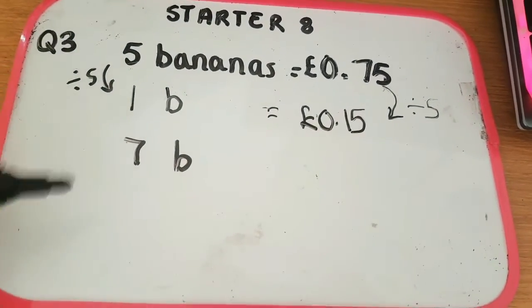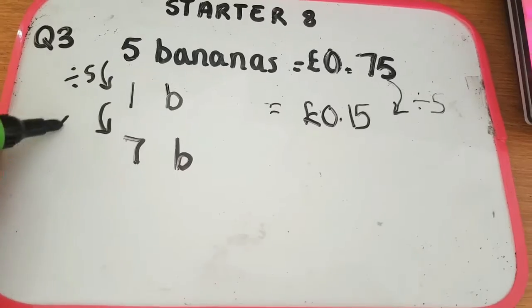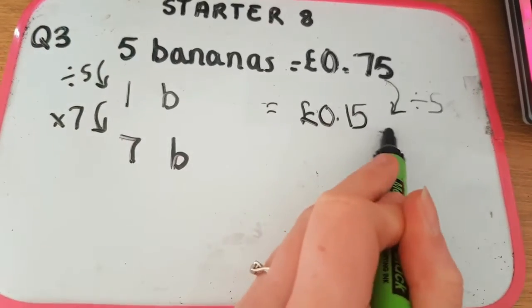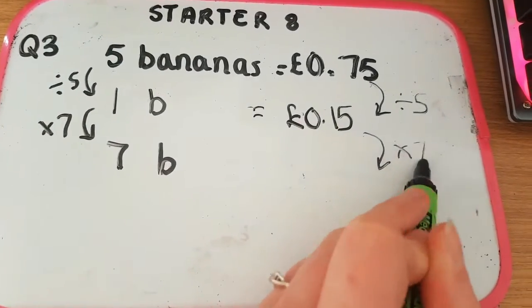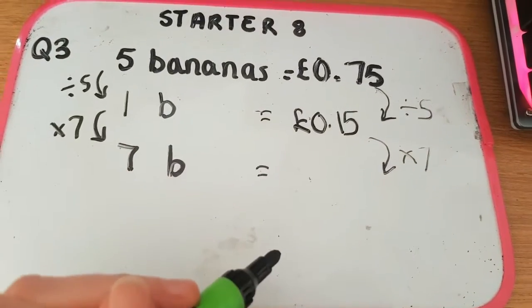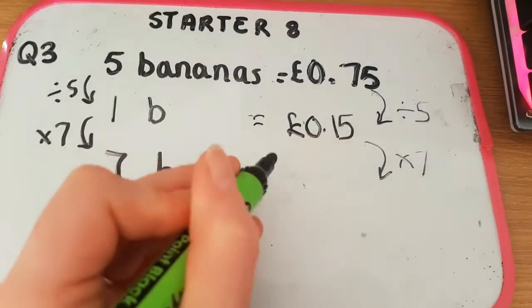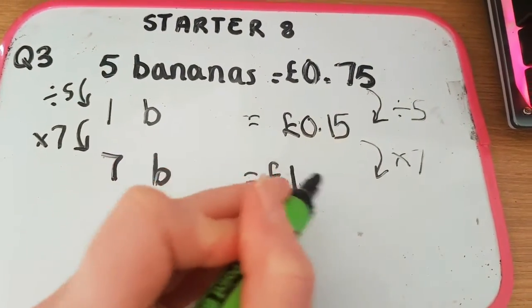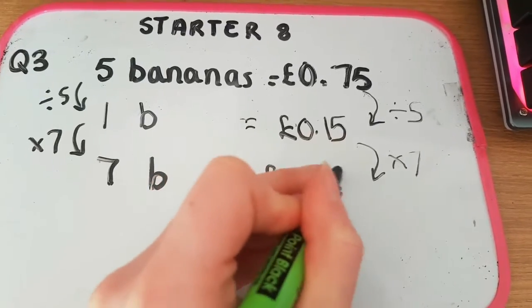Now to get from 1 to 7, I have to multiply this by 7, which means I also have to multiply this side by 7. 0.15 multiplied by 7 is going to be £1 and 5 pence.